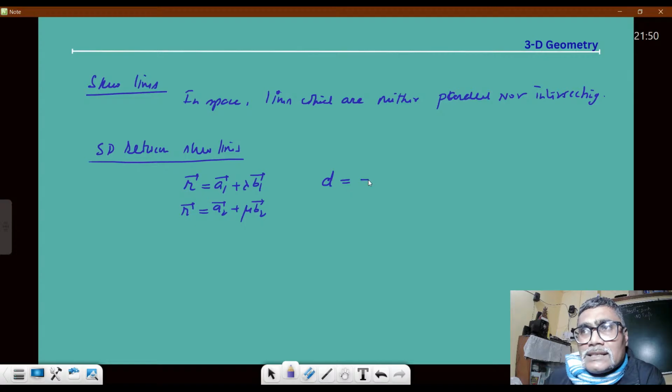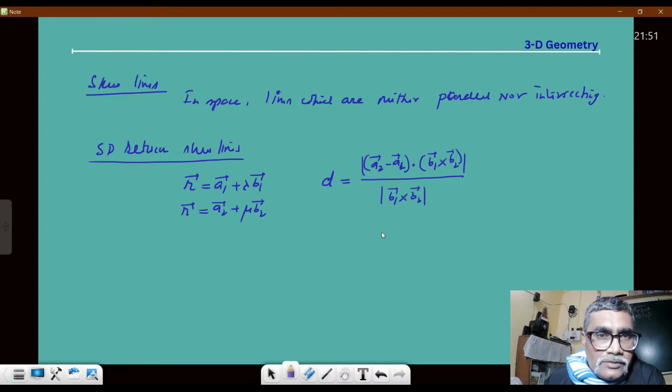I'll write the vector expression and give you a way to remember it. The vector expression is (a2 vector minus a1 vector) dot product b1 cross b2, and below it is the magnitude of b1 cross b2.